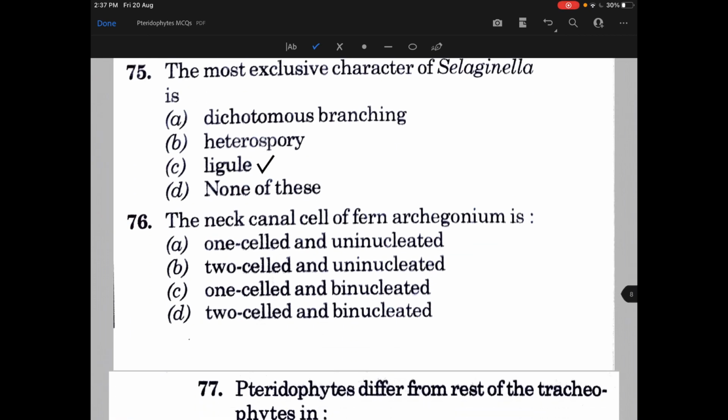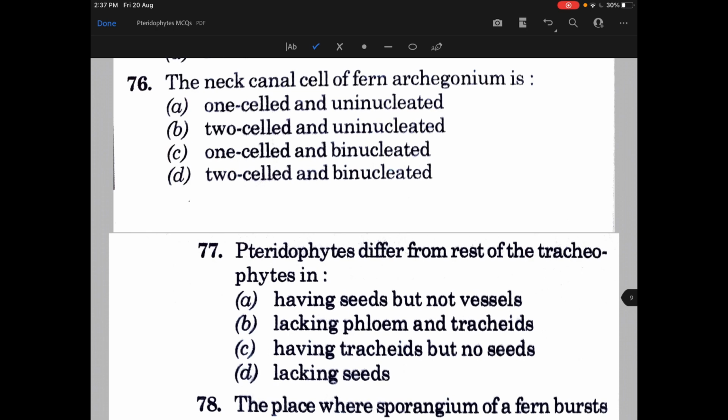Next, the neck canal cell of fern archegonium is dash, and the answer is C, that is one-celled and binucleated. Next, pteridophytes differ from the rest of the tracheophytes in having dash. The answer is C, it is having tracheids but no seeds.